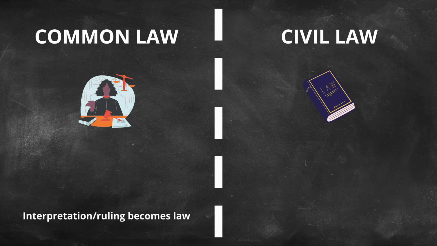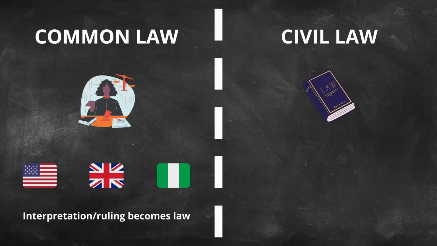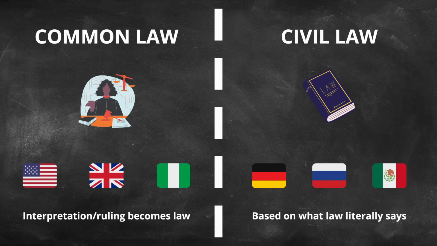There are two types of law, common law and civil law. Common law means that whatever the judge declares becomes law. In other words, the final verdict becomes law and infiltrates all levels of courts. Countries like America, UK, Nigeria use common law. The other type is civil law. Civil law means that judges rule based on what the law says and therefore doesn't allow much interpretation. Most of Europe, including Russia, uses civil law. Mexico, unlike America and Nigeria, uses civil law.